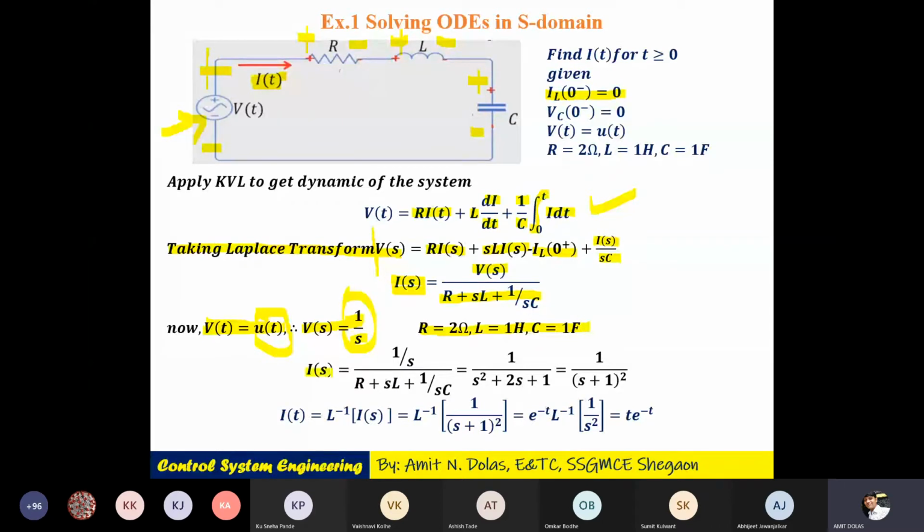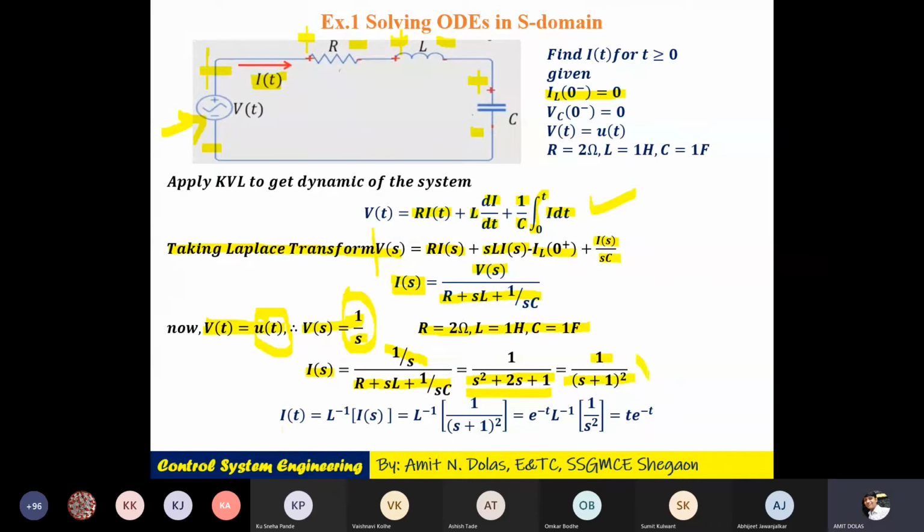Putting the values, I(S) will be V(S), what is it? 1 by S divided by R plus SL plus 1 by SC. Multiplying this complete expression by S, numerator and denominator, it will be S square plus 2S plus 1, that is 1 upon S square plus 2S plus 1. So simply it is 1 upon (S plus 1) whole square.